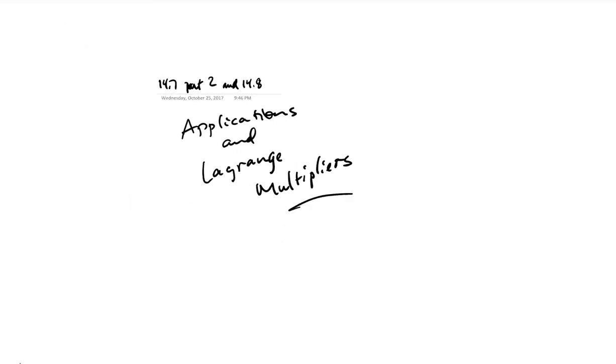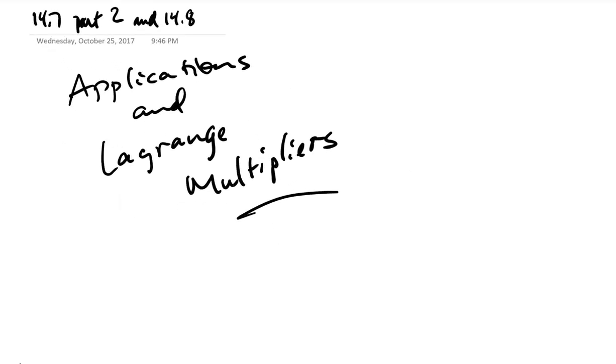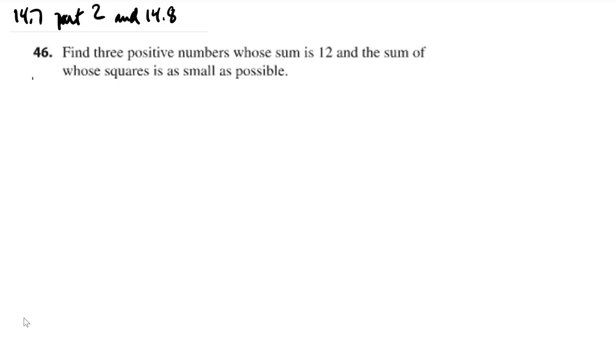So I'm going to do some applications of 14.7 and some Lagrange multipliers. What they're called, this is 14.8. So I'm going to erase this and come back with a problem. All right, so this is a classic problem where you have an equation and a function and a constraint to it.